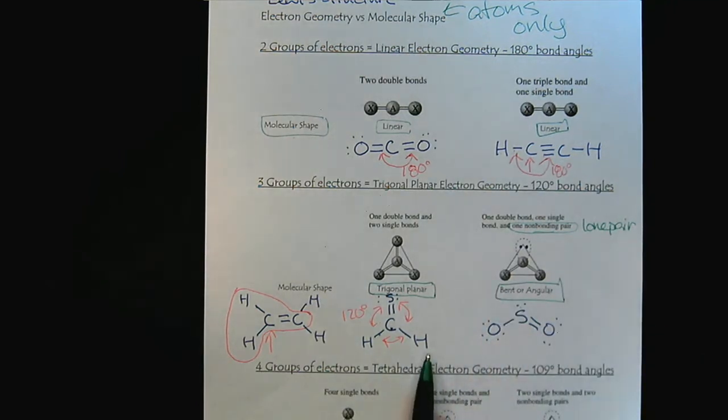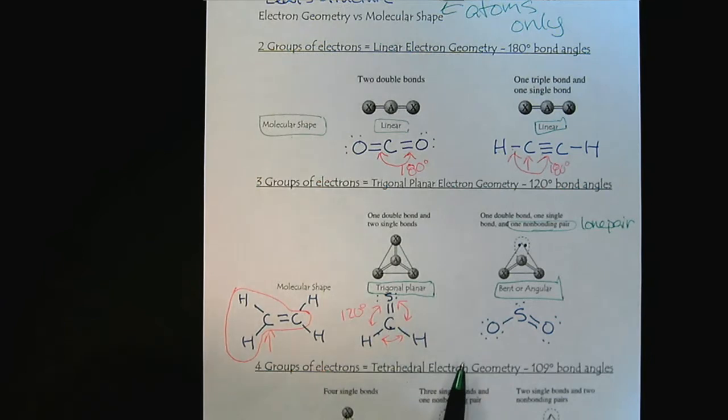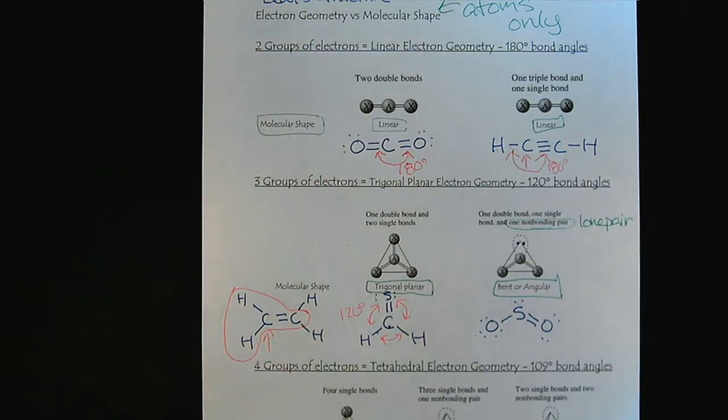Now let me show you some models to illustrate the trigonal planar electron geometry and molecular shape. So here's our first example. Here's the two carbons with the four hydrogens. If we want, we'll just disregard that. So here's our central atom. We can see that it has two single bonds and a double bond. That creates the three groups of electrons. So we describe the electron geometry around this central atom as trigonal planar.